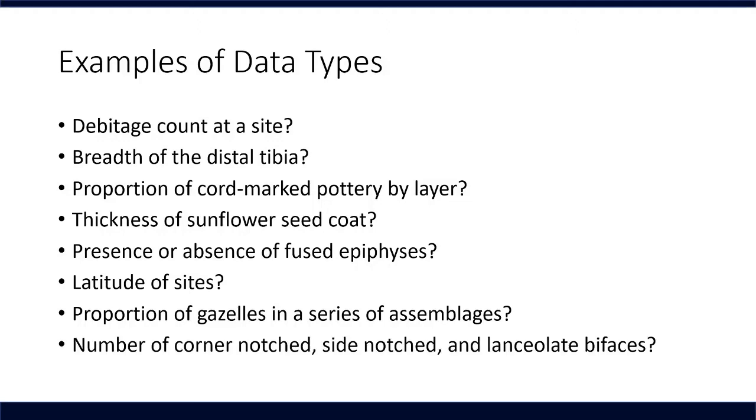And finally, what about the number of different types of bifaces? Again, it's a count, so these are discrete. You can't have 1.7 bifaces. It's one biface or it's two bifaces. And counts cannot be negative, so we've got discrete data that are bounded by 0 in this case.